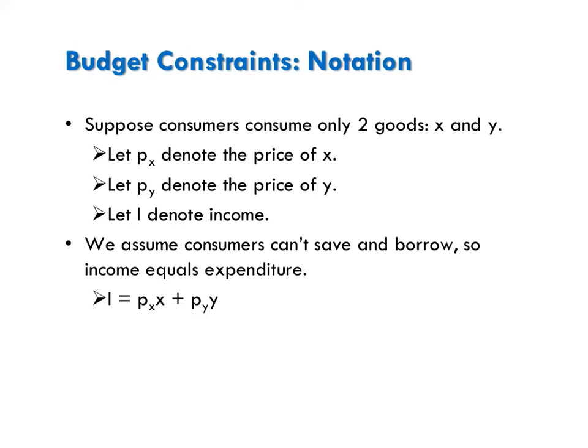This is the expression for the budget line. Again, it says income, or I, equals expenditure on X, or the price per unit times the number of units purchased, plus expenditure on Y, or the price of Y times the number of units of Y consumed.